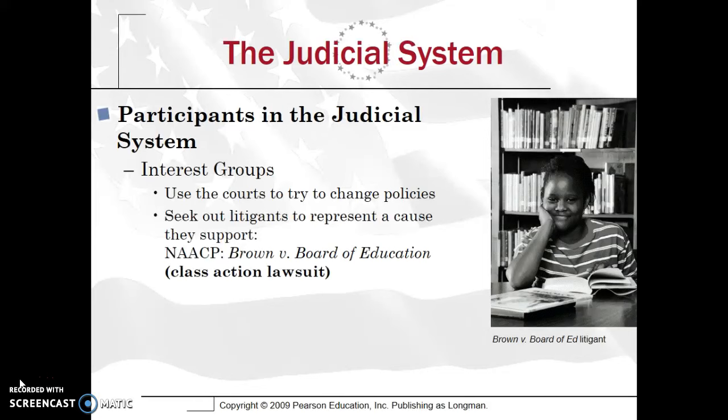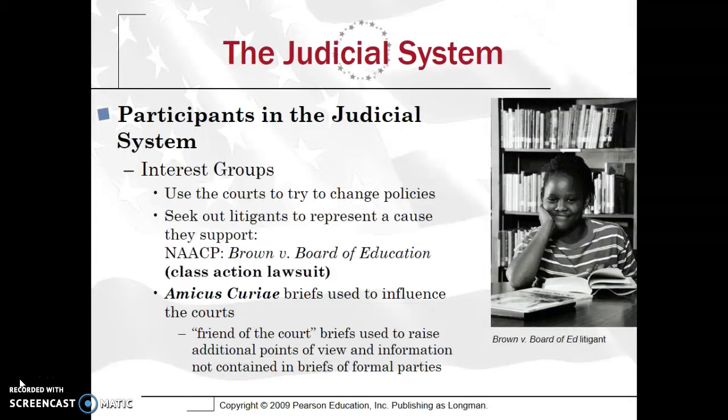So they're going to find a litigant who will represent their case the best, and certainly it was very successful. Other times, interest groups, if they're not directly involved, will file what's called an amicus curiae brief used to influence the courts. And this was mentioned again in our interest group chapter in Unit 3. And of course, that refers to being a friend of the court.